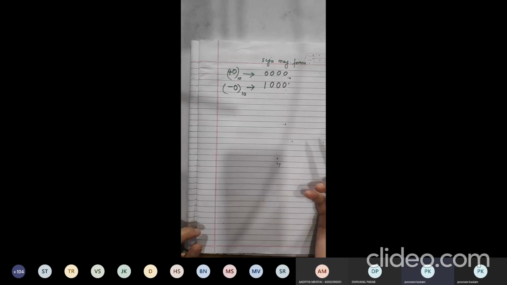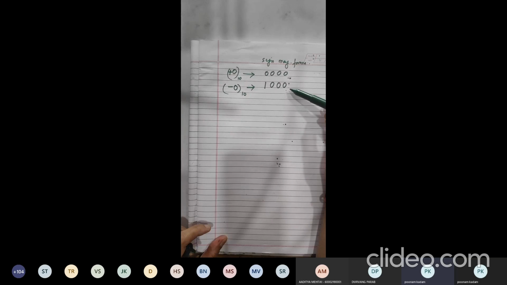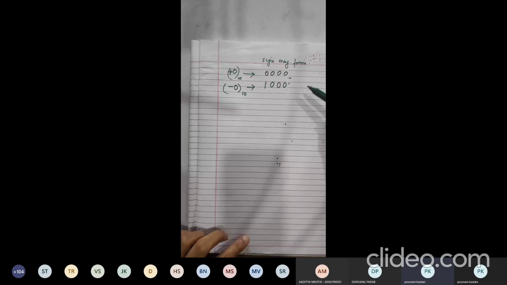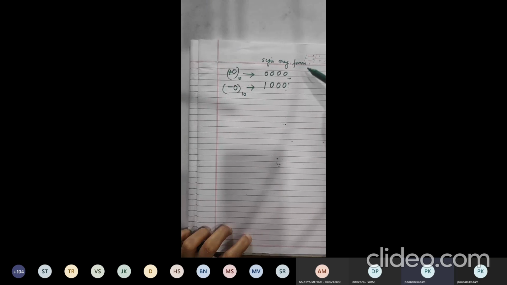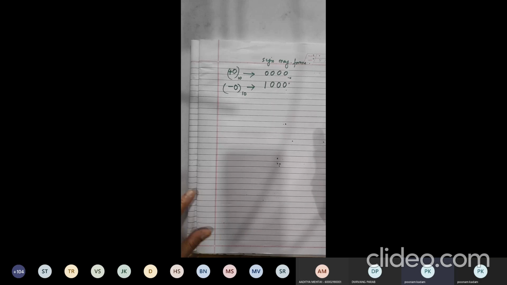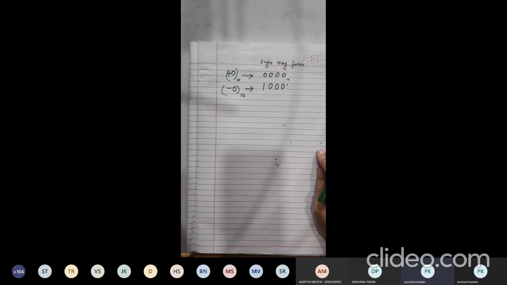Also, it may create problems while doing arithmetic. It may create some problems, right? So therefore, we go for other forms of representations. But before I move to ones complement representation, let us also look at the range of numbers which can be represented using n bits.